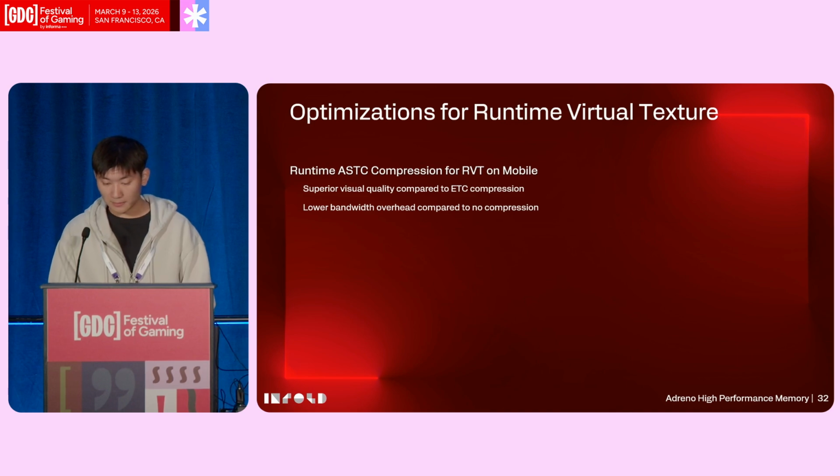Here's the first optimization for RVT, ASTC compression. We used ETC compression at first. It's still the mobile standard, but it makes terrain look blocky and washed out. We swapped it to ASTC 4x4, using compute shader, and you can see the difference on the next slides. ASTC shows way sharper details and better colors.